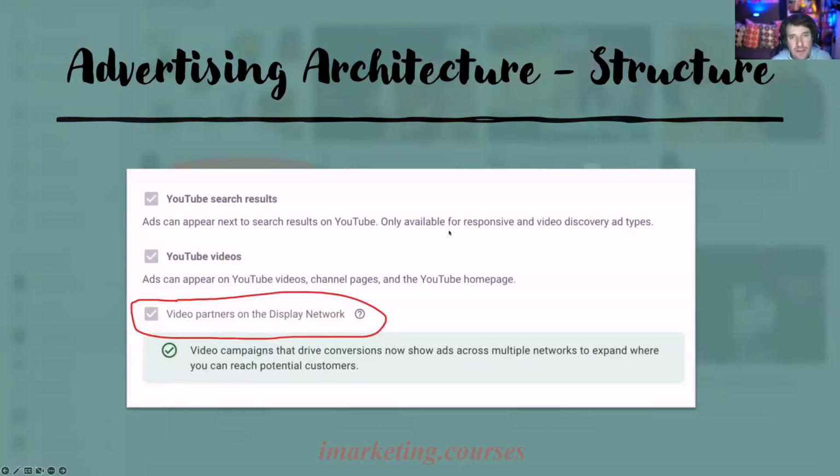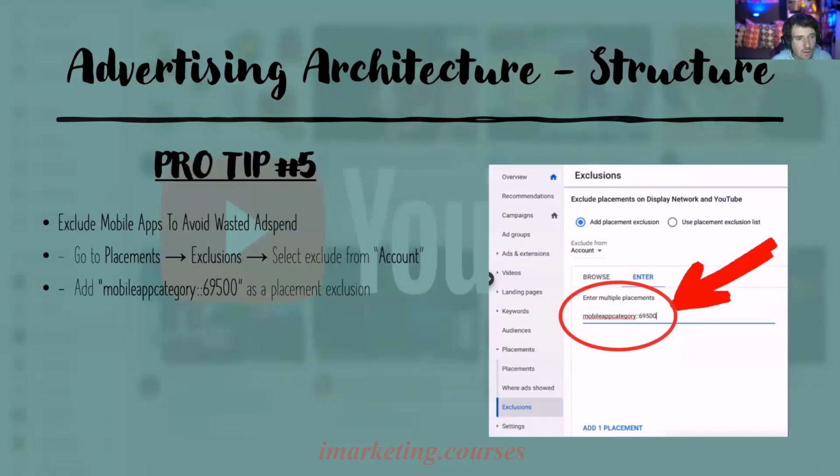So when we're doing a skippable in-stream ad, we can't untick the video partners on a display network, but I'll be showing you a workaround to that in a second, which is a pro tip: excluding mobile apps and avoiding wasted ad spend. Once you have your campaign set up, you can go to exclusions underneath placements on the left-hand side. Go to placements, exclusions, select exclude from account, and add in mobile app category semicolon 69500 as a placement exclusion.